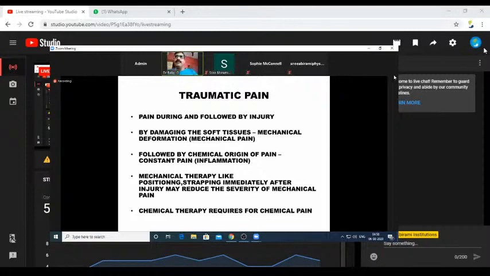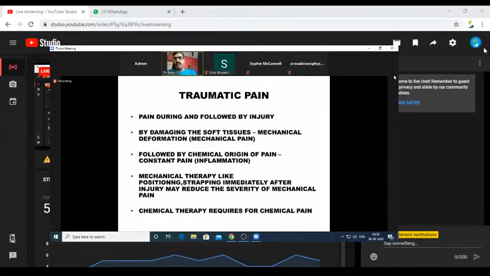At the time of damaging the soft tissue, there is a mechanical deformation. Because of mechanical deformation, or injuring the tissue, the pain starts. So that is a mechanical pain. Once the injury has occurred, later it switches on to the chemical pain.